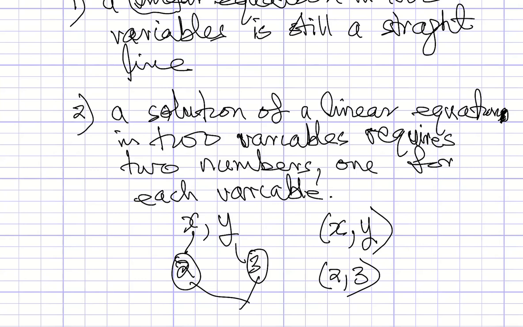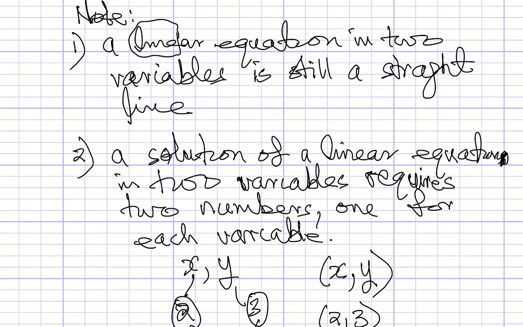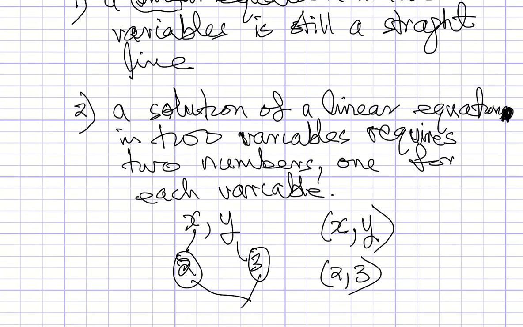So this is very, very important to keep in mind, because you have two variables. When you solve the equation, you have to have two numbers, one for x and one for y. So keep that in mind.